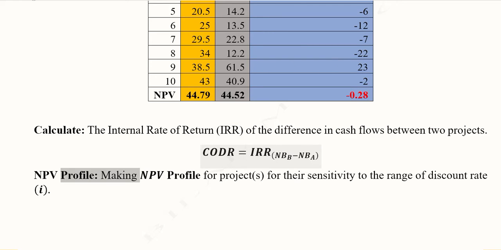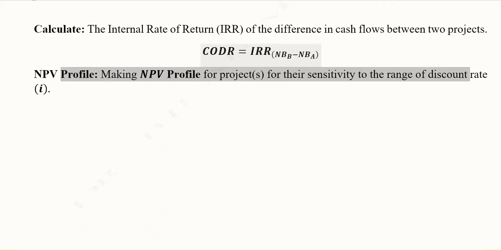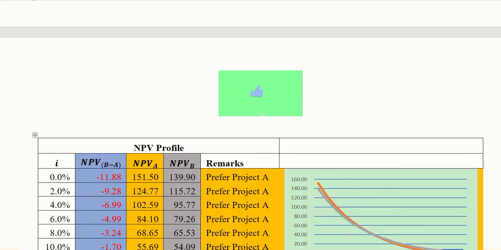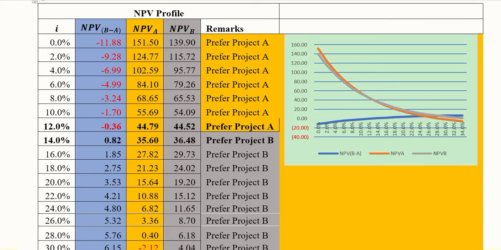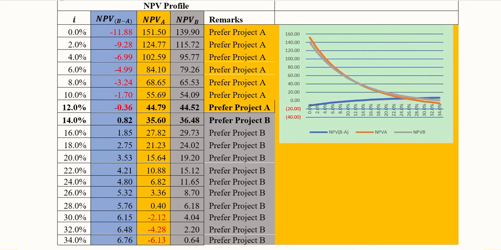Now we have the NPV profile, making an NPV profile for a project for the sensitivity to a range of discount rates. In the NPV profile you will see that we calculate NPV for a range of discount rates, for example starting from 0 and going to any level of discount rates. So this is the NPV profile. This is the discount rate. As we said, a range of discount rates will be used. We have taken a difference of 2.